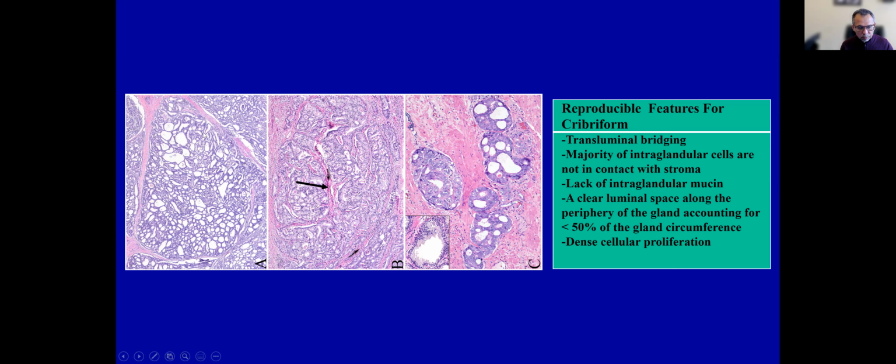And then the proliferation is typically dense in nature. Sometimes in a very large cribriform glandular proliferation, you may have stroma that runs in between and branches out the cribriform glands, but this is still reproducible for cribriform classification because you still have a tumor which is divided into multiple cribriform branching glands.